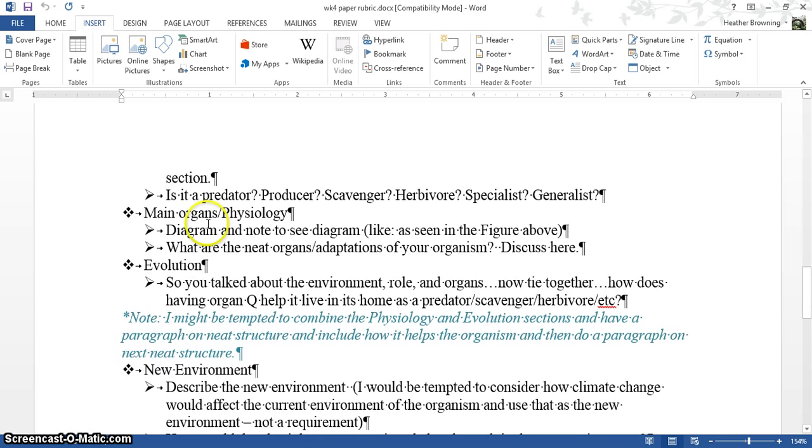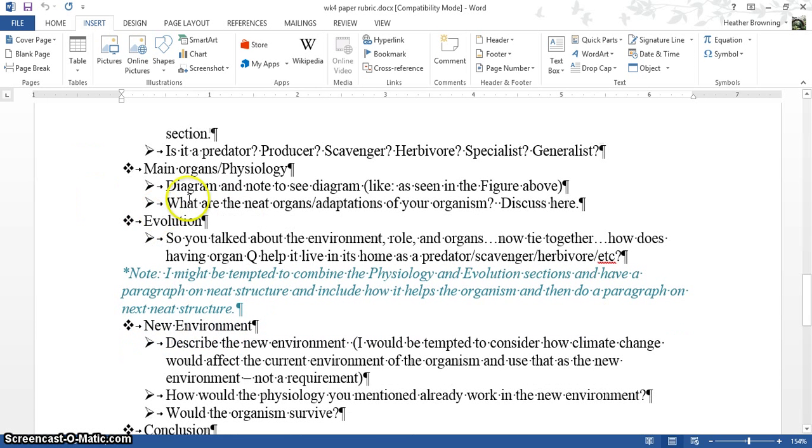So then the main organs. This is where you're going to stick in your diagram and make sure you add a note to see your diagram, like, as seen in the figure above. Okay? It helps if your diagram actually points out the organs and the structures that you're going to talk about. Always nice. If it doesn't, feel free to add some text boxes and just add a couple in, whatever becomes necessary. What are the neat organs and adaptations of your organism? So all that you're going to talk about in here.